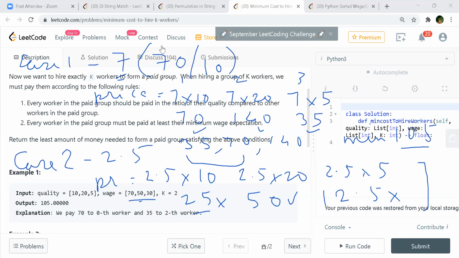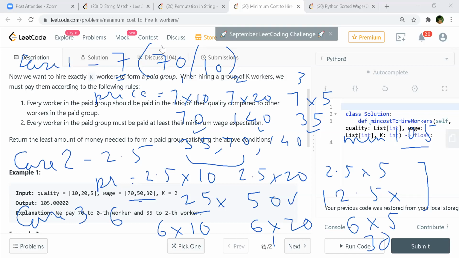So in this case, it doesn't fit even the value K equals 2, so this case goes away. Then we'll have to do case 3 also, right? In case 3, it will be 6, right? So if we do 6 into 10, and then 6 into 20, and then 6 into 5, this will be 30, and this will be 120, and this will be 60. So we don't consider this, we consider this one and this one.